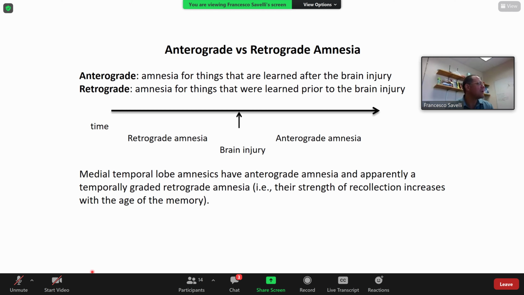So, no, sorry, what is graded? Temporally graded. So yeah, temporally graded retrograde amnesia. The strength of recollection increases with the age of the memory. What does it mean? If you have a hippocampal lesion today, your ability to recollect older memory is better for the memories that are older. The more recent ones are more subject to being lost.